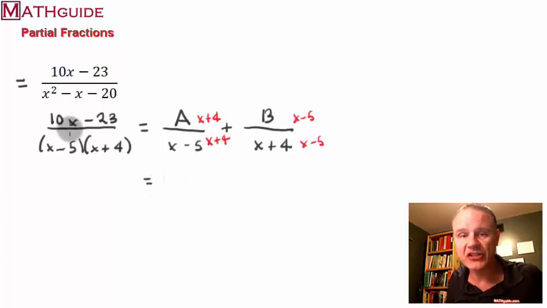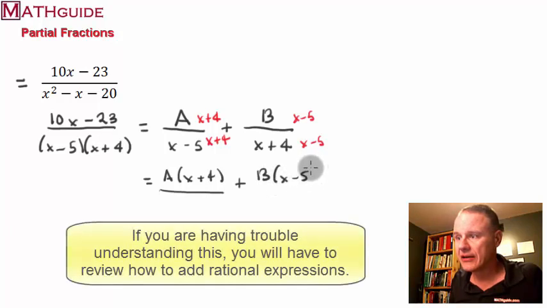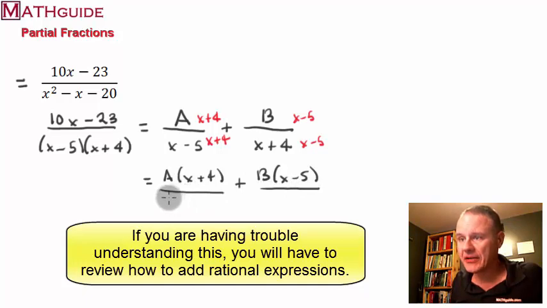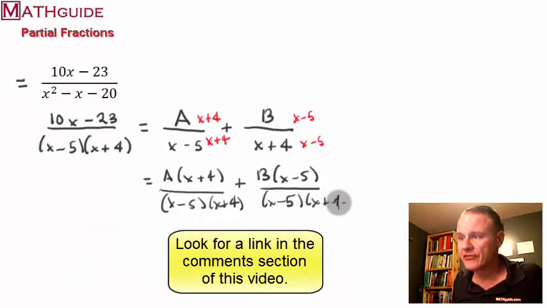The left isn't changing, so I'm not even going to bother doing anything with the left side. So the left side's still the same. But over here in the numerator, I'm getting A times x plus 4. And over here, I'm getting B times x minus 5. There we go. Okay, and of course I'm getting the common denominator right here, x minus 5, x plus 4, x minus 5, x plus 4.